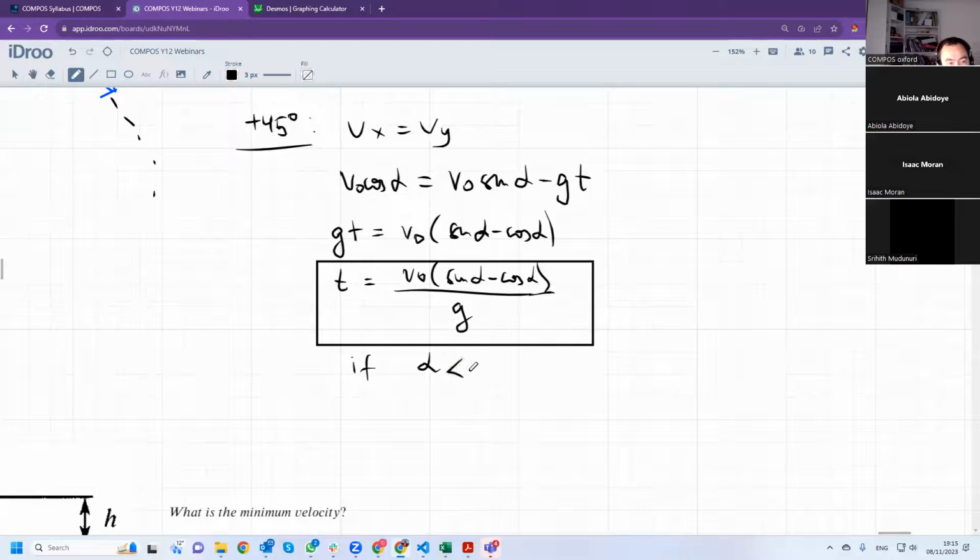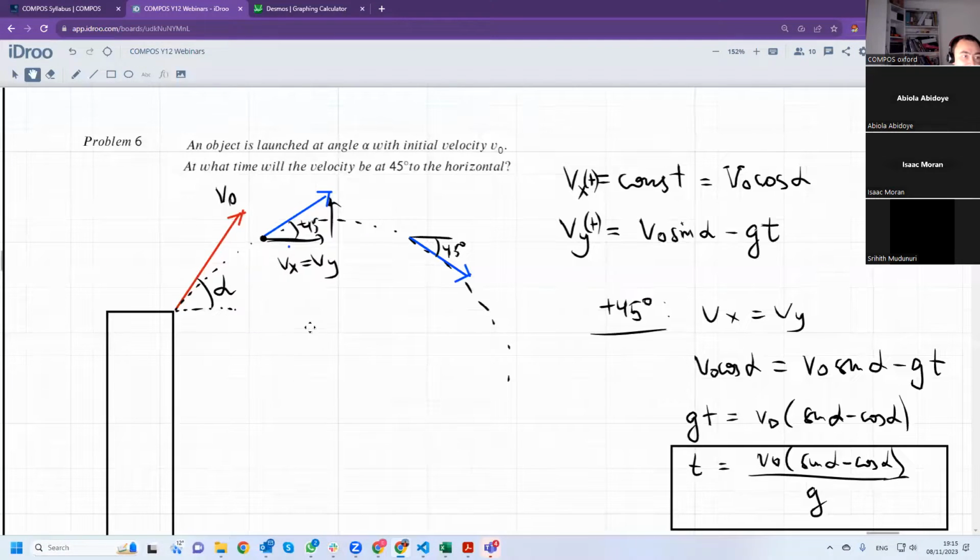Now, you can see that if alpha is less than 45 degrees, then T is going to be negative. So it doesn't make any sense. So if you launch at an angle alpha, which is less than 45 degrees, it will never be 45 because you launched it at a smaller angle. So it's never going to be plus 45.